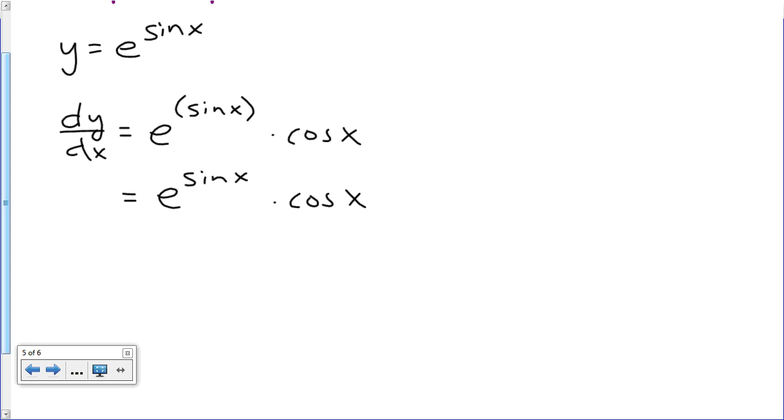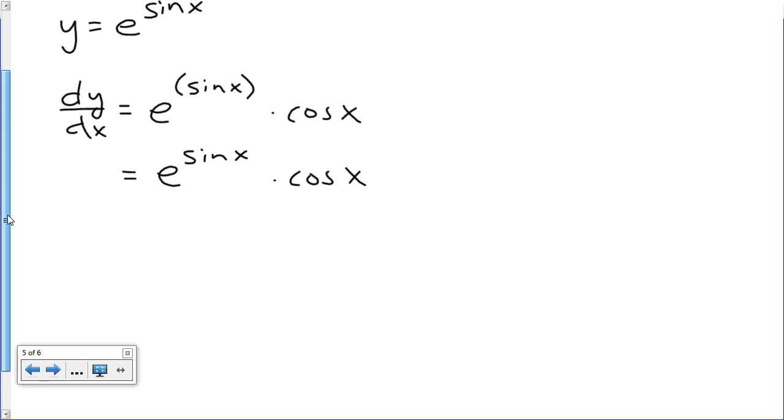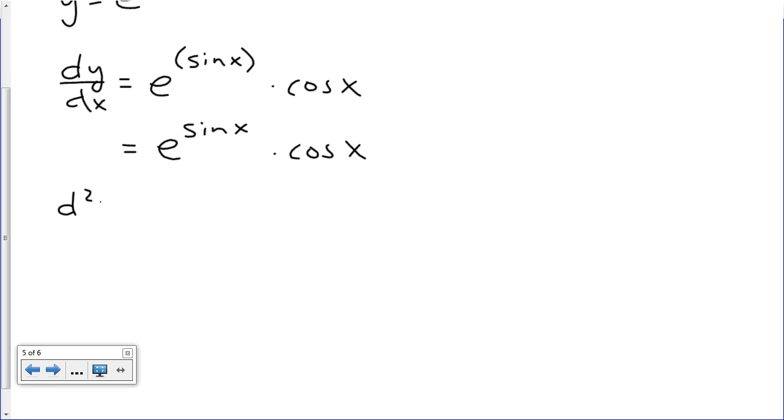And here's why this is in this section then, because they want the second derivative. And I can see now I have a product of two functions. So d squared y dx squared, it's a product of two functions. I've got e to the sine x and I've got cosine of x. I'm multiplying those two together, so I've got to follow product rule here. So start with the first function, derivative of the first function, derivative of e to the sine x. Well, actually, we just did that. So we should be able to do it again.